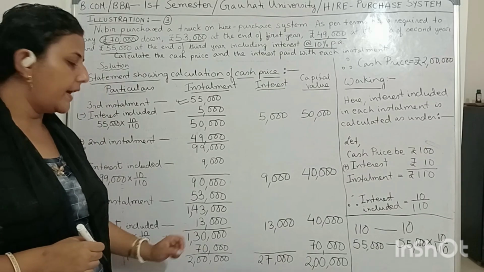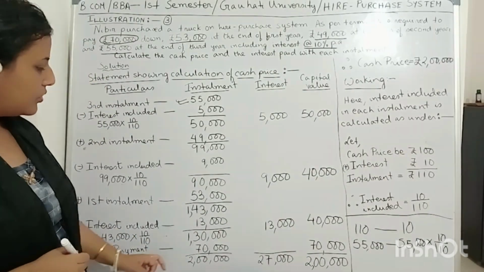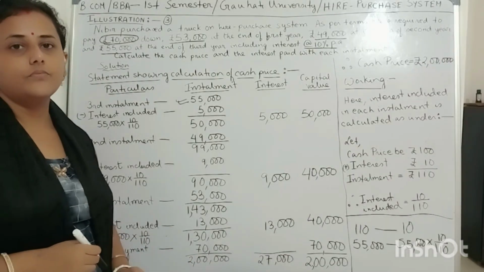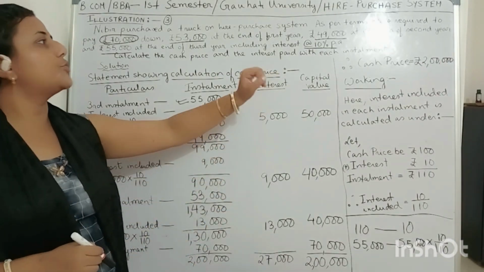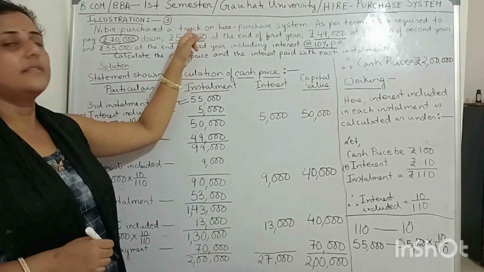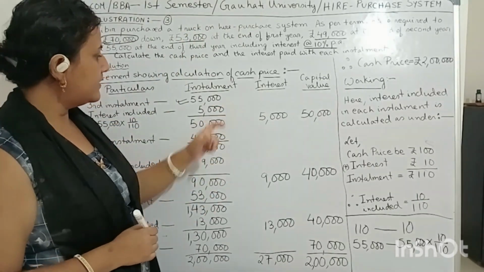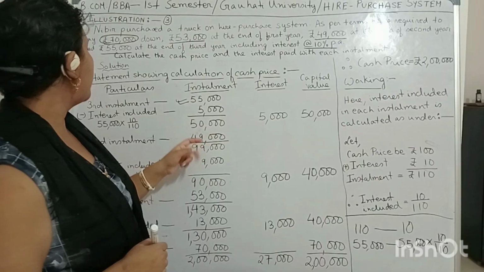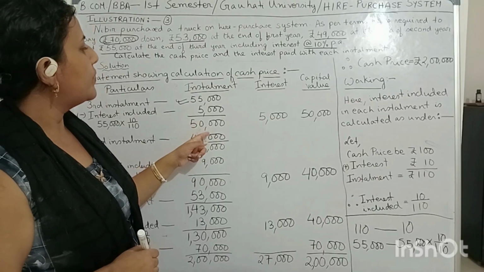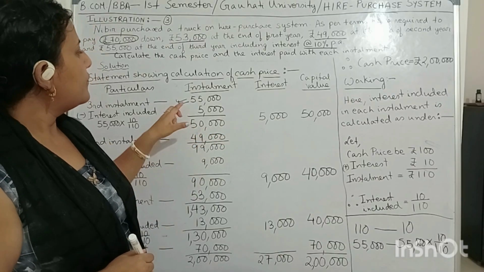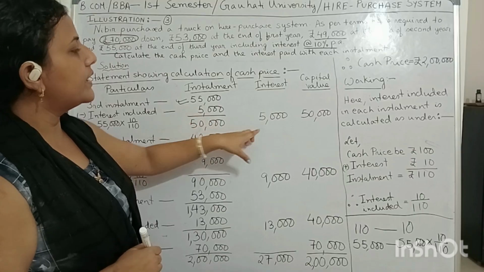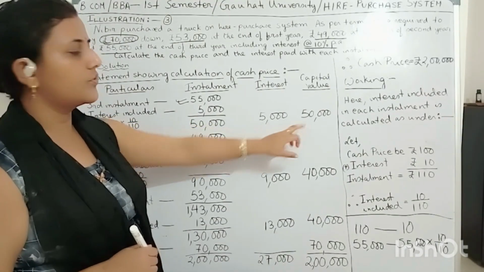So that you have to add up. How much do you get? 2 lakh. So 2 lakh is the cash price of the asset, that is the truck. Now here you see the interest values. What is the interest value for the third installment? It is 5,000. So from 55,000, if you deduct 5,000, you will get 50,000.